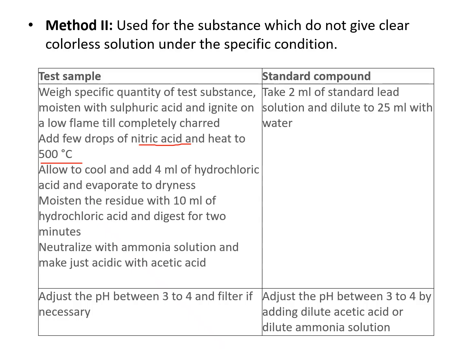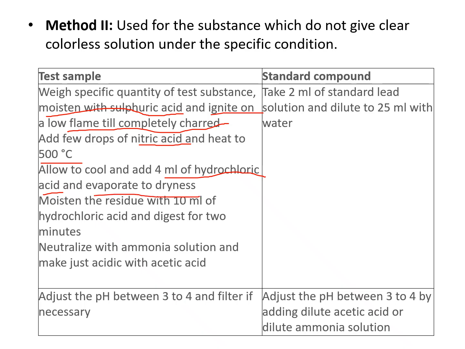Once more, weigh a specific quantity of test substance and moisten with sulfuric acid. After that, ignite on the low flame till it completely gets charred. After that, add a few drops of nitric acid and heat to 500 degrees Celsius. After that, allow to cool and add 4 ml of hydrochloric acid and evaporate to dryness.